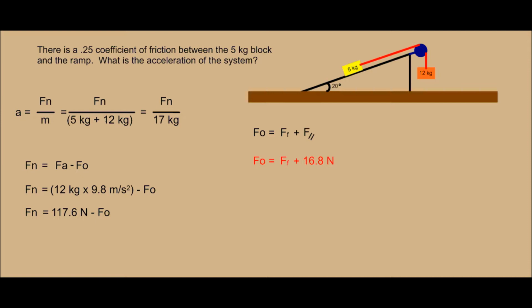So going back to our original diagram, we now know that the opposing force is made up of two forces. There are two opposing forces on my yellow block, the force due to friction and the parallel force. Part of the opposing force is the parallel force, which we just calculated at 16.8 newtons. So one of the two opposing forces we have done, it's the parallel force, and it's 16.8 newtons. We have one more opposing force to go. That's the force due to friction.